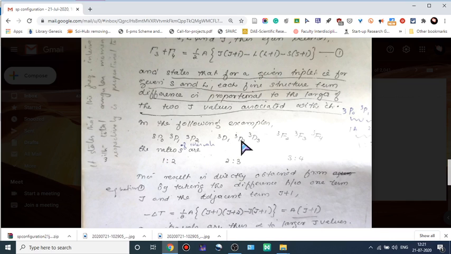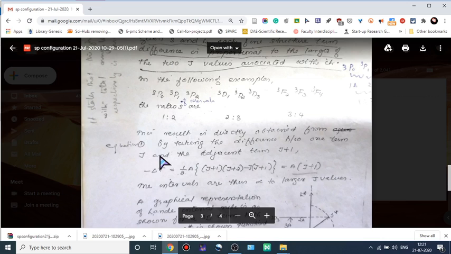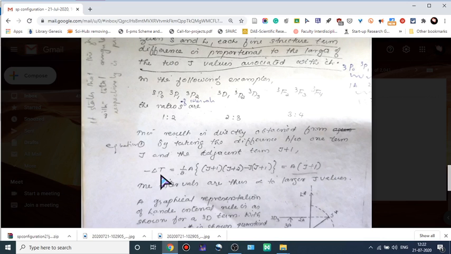Here the highest term is 2 when we compare 3d1 and 3d2, and if we compare 3d2 and 3d3 we will get 3. So the ratio is 2:3, and similarly for the F terms we will get 3:4. And by taking the difference between one term J and the adjacent term J plus 1, we will get this interval, that is delta T is equal to J into J plus 1. So the intervals are proportional to the larger J values.